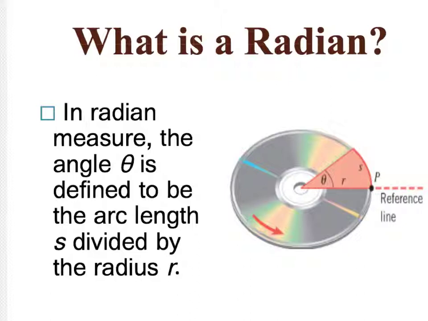So what is a radian? I know some of you have had to switch back and forth between radians and degrees in your calculators, but I'm not sure that you actually know what a radian is. In radian measure, the angle in radians is defined to be the arc length divided by the radius. The arc length is just the length of this arc right here.